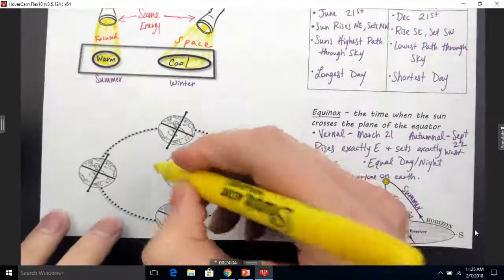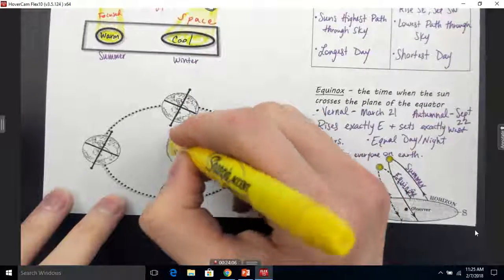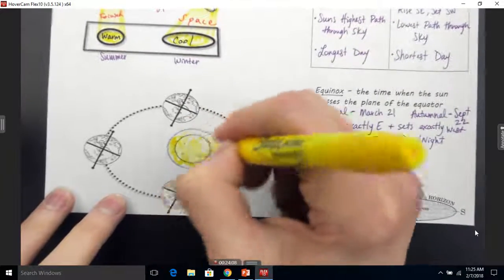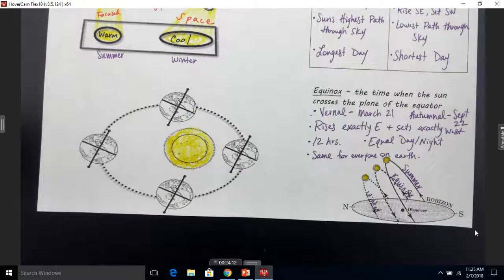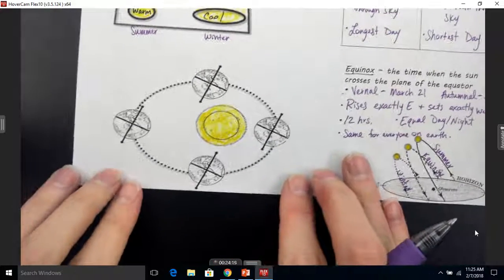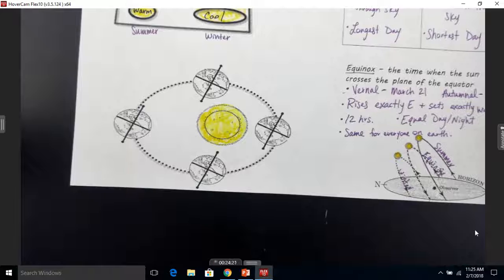Okay, so I will give you a model, and you will have to tell me, like I might say, at this position, which season is it? Okay, so which one do you want to start with? The one right by the sun. It's on the right. Which one's the easiest to figure out?